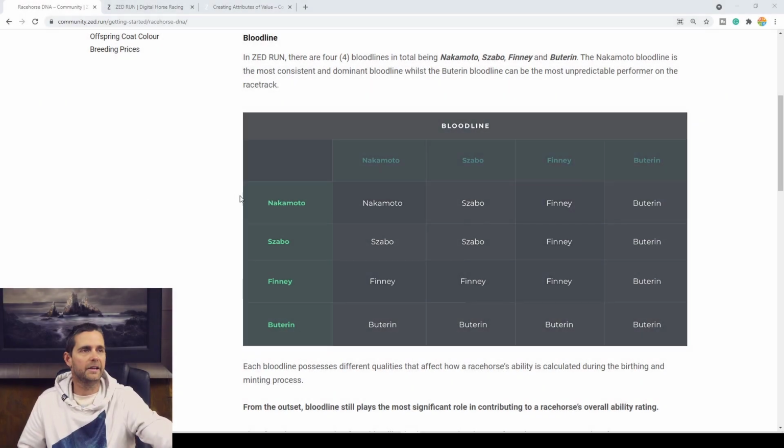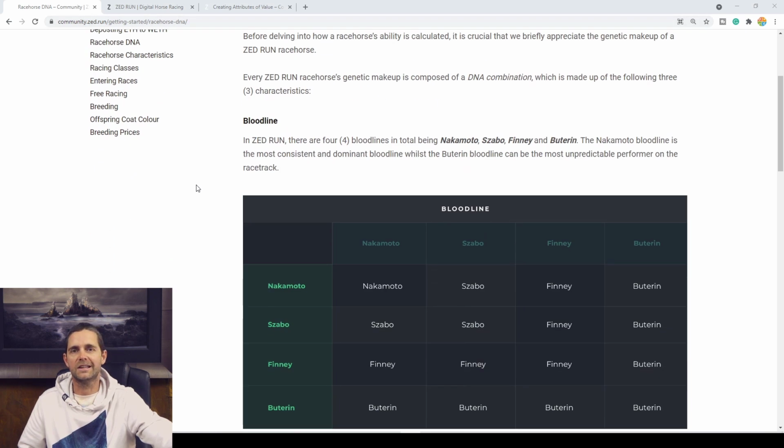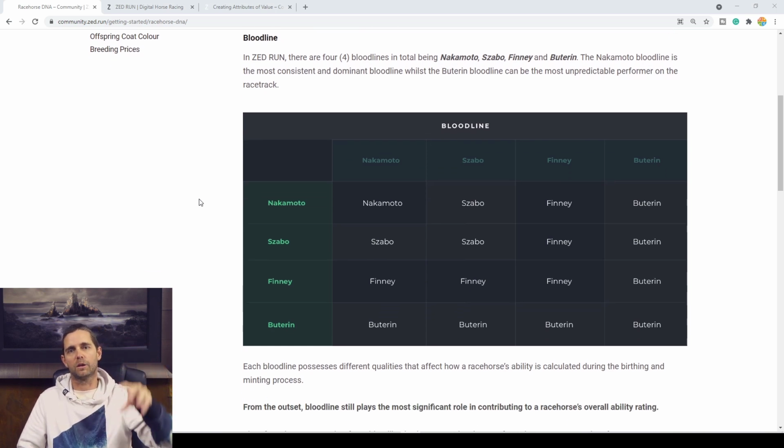Okay, what we're going to look at today, we're going to take a deep dive into the bloodline of the horses on Zed Run. Let's jump over full screen here. Okay, here we are, and I'll leave these links. I'm actually on Racehorse DNA here, the blog, in the community Zed Run blog. I'll leave those links in the description for you to have a look at as well. But what we're talking about today, we're going to take a deeper look into what the bloodline aspect is.